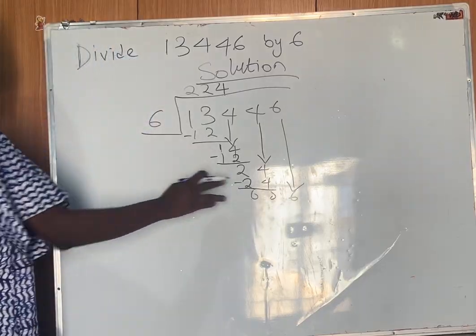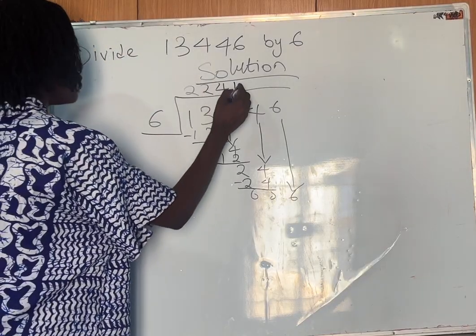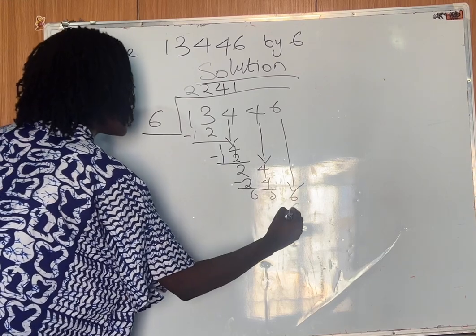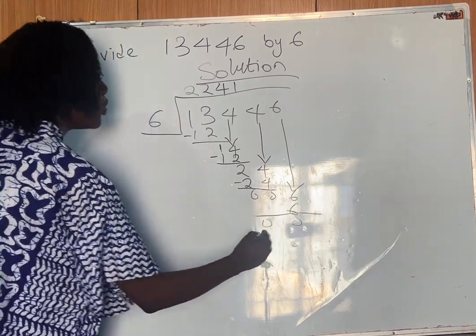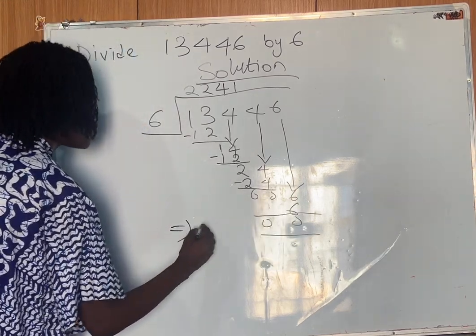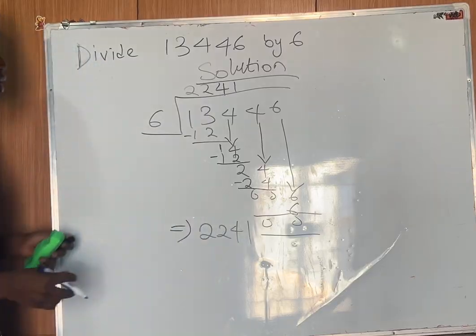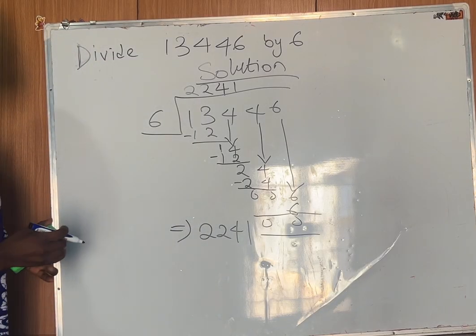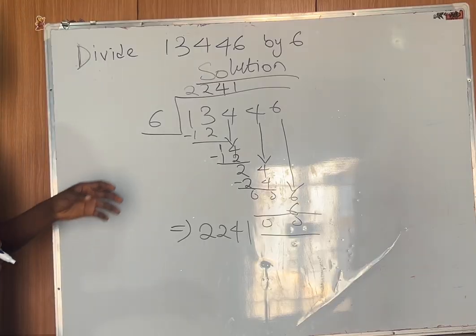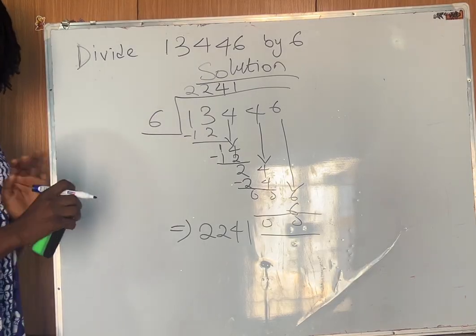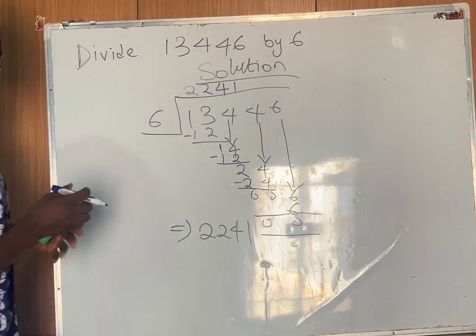6. Can 6 go into 6? Yes, and that's 1. Simple. 6 times 1, 6. You have your answer to be 2241. You don't need to start cracking your head to get how 6 can divide this at once. You start bit by bit, and with that, you're done. Within 1 minute, you are done.